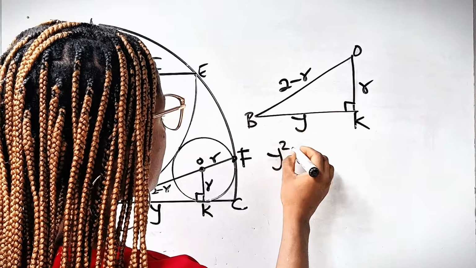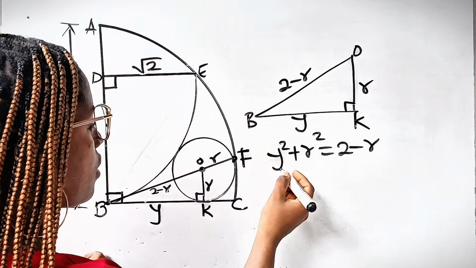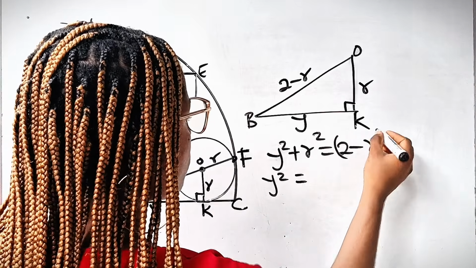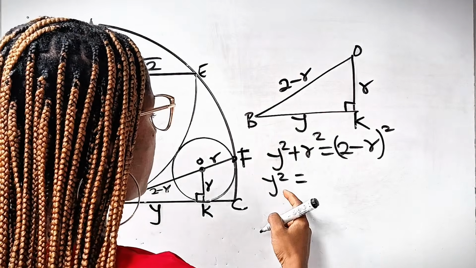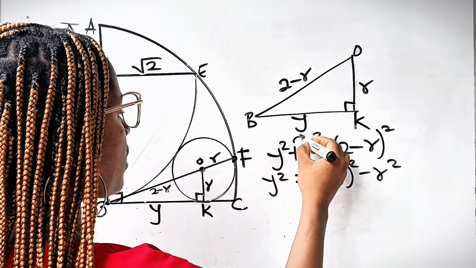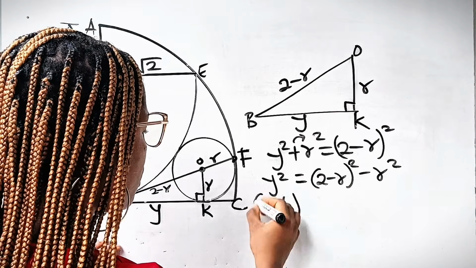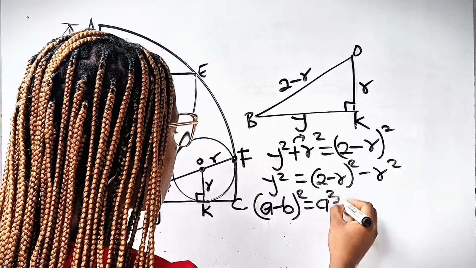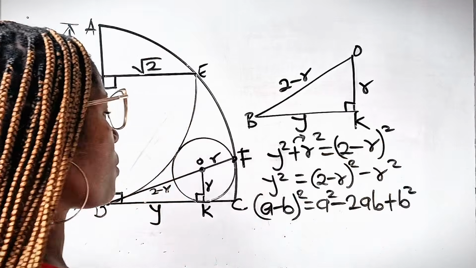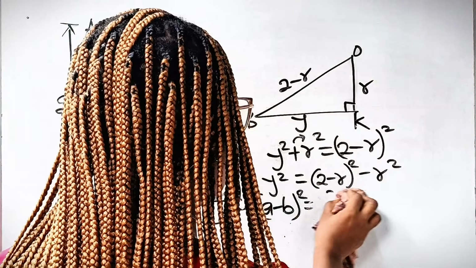y squared plus r squared is equal to 2 minus r squared, sorry. So y squared is equal to 2 minus r squared minus r squared, if I take this to the other side. So remember that a minus b all squared is equal to a squared minus 2ab plus b squared.